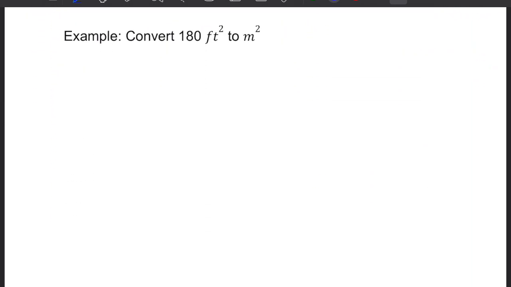In this example, we have to convert from square feet to square meters. Feet is imperial, and meters is metric. So it's SI basically, right? So we're going from imperial to metric, feet to meters squared, right? Square feet to square meters.